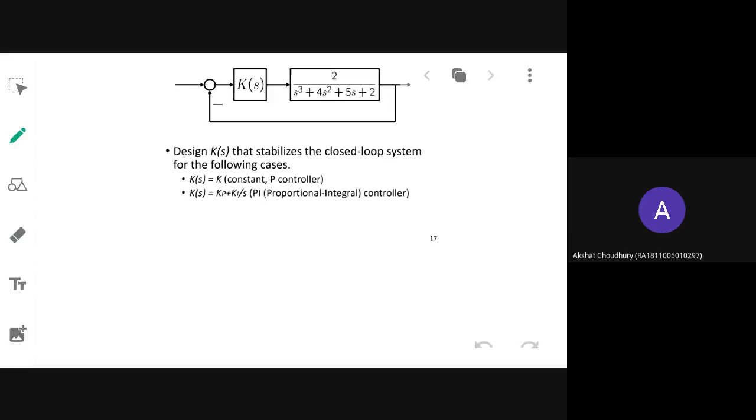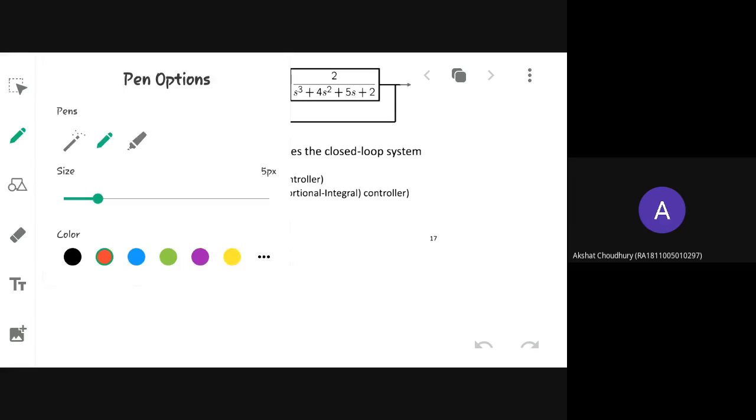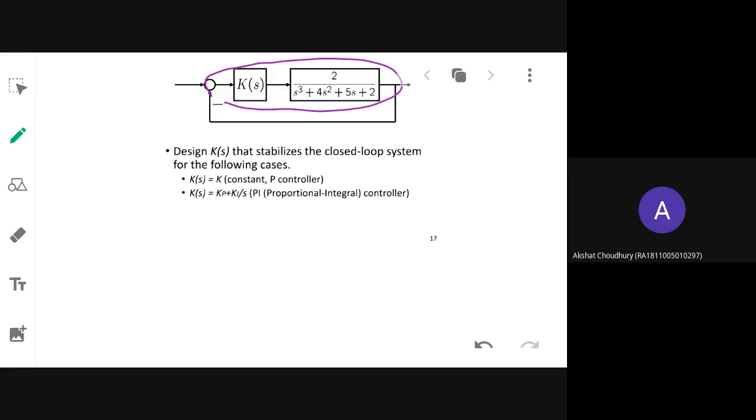So what is the characteristic equation? How will you get it? You have to convert that into a closed loop system first. So how will you eliminate the negative feedback path? These two blocks are connected in cascade, so you will multiply. So it will be 2k divided by s cube plus 4s squared plus 5s plus 2.